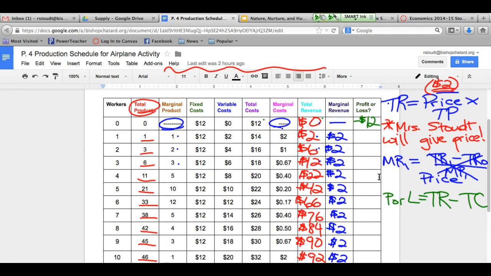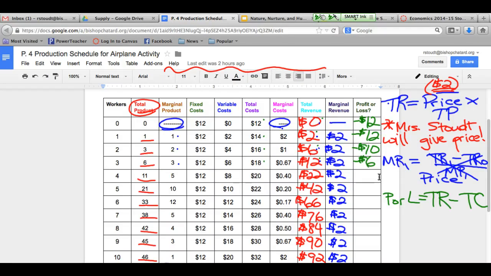At 1 worker, we are subtracting 2 minus 14, so we're going to again have a loss of $12. At 2 workers, we're subtracting 6 minus 16 will give us a loss of $10. So we're getting ourselves out of the hole. At 3 workers, we're subtracting 12 minus 18, and so we have a loss of $6.